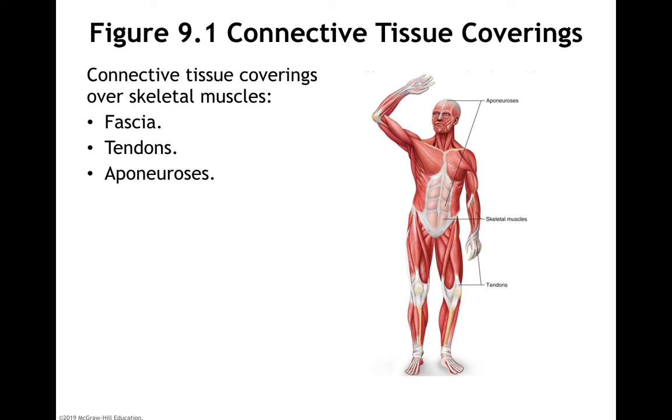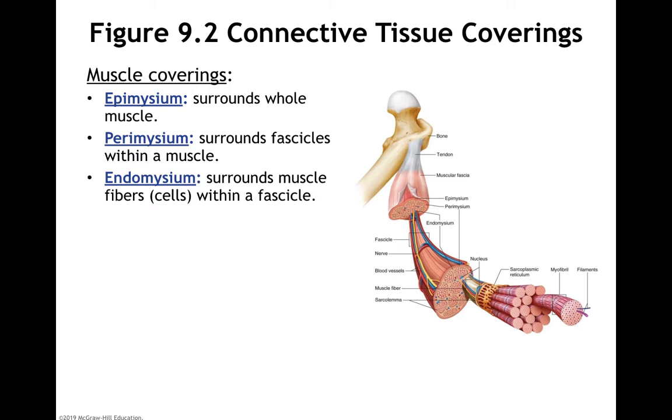Those connective tissue coverings over skeletal muscles include fascia, which lies directly against the skin. We talked about that a bit when we talked about the hypodermis in the skin. There are also tendons and aponeuroses, which are kind of a flattened tendon structure. In an individual muscle itself, there are three layers of connective tissue covering. The entire muscle is covered by a layer called the epimysium.